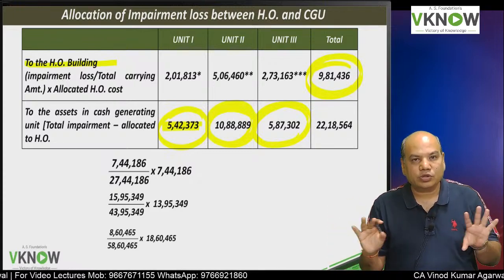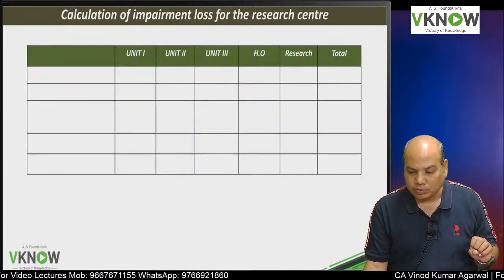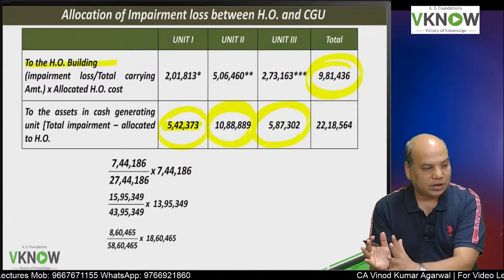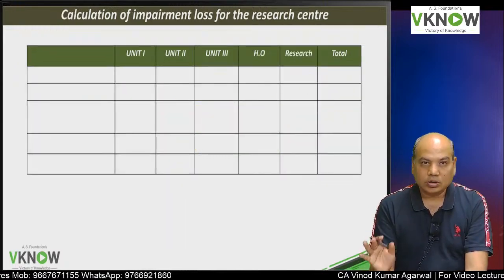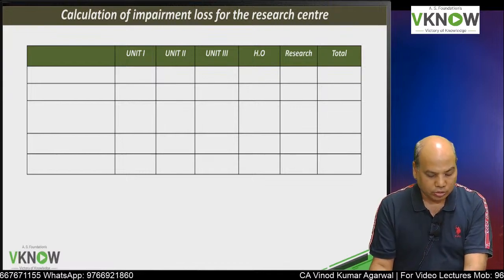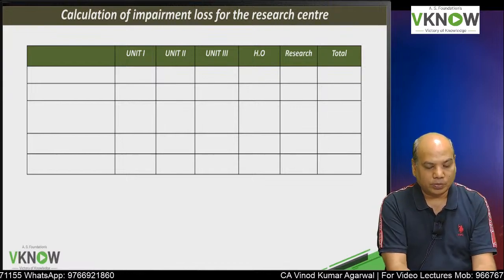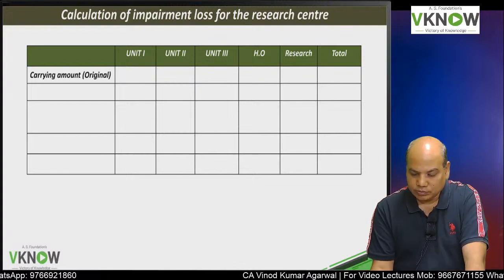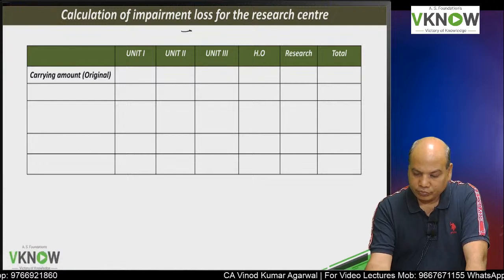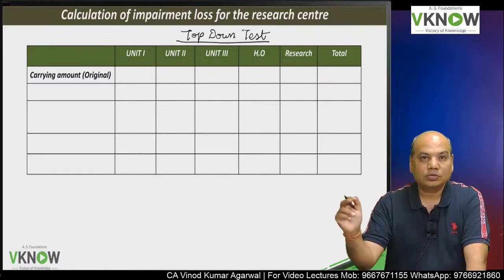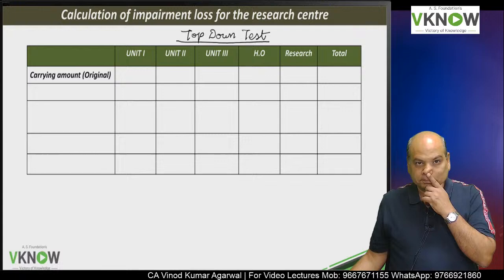If there was no research center in this problem, then my answer would end here. But because there is a research center also, and the carrying amount of research center cannot be allocated, we are going to apply what is called top down approach. Top down test. It's written in the book. First we'll perform bottom up test, then we'll perform top down test.